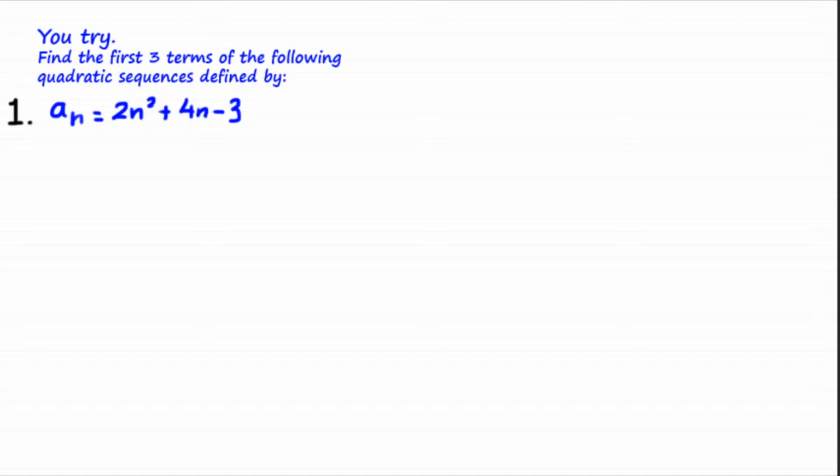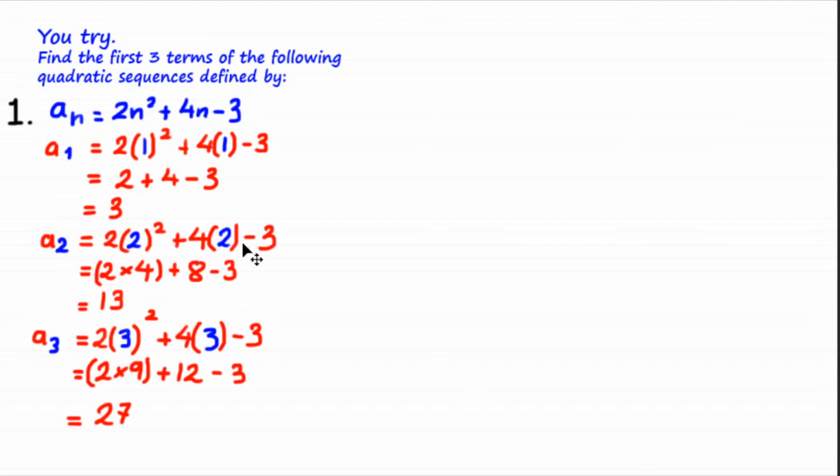All right, fantastic. So we get the first term by plugging in n is equal to 1. That's why it's called the first term. So when we plug in n is equal to 1, we get 2 times 1 all squared plus 4 times 1 minus 3. Evaluating this expression, we get 2 plus 4 minus 3, which is equal to 3. And to get the next two terms, we plug in n is equal to 2 and n is equal to 3, giving us a value of 13 and a value of 27.